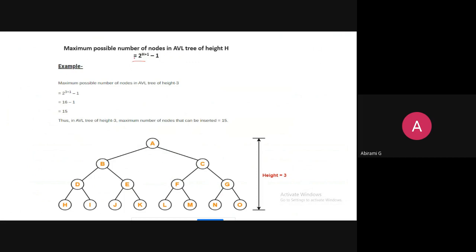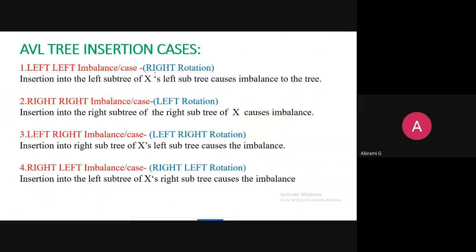So we should know this when the question arises how many nodes are present in an AVL tree. This is the formula, 2 power h plus 1 minus 1. Now we construct the AVL tree. For this, we have four cases. For constructing an AVL tree, we have to consider four cases.